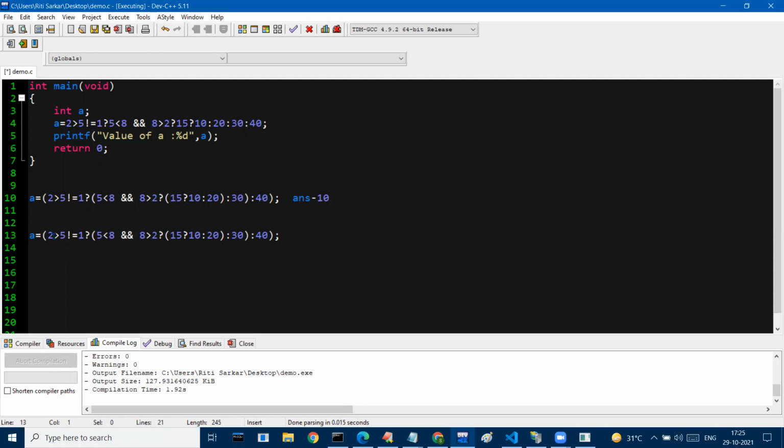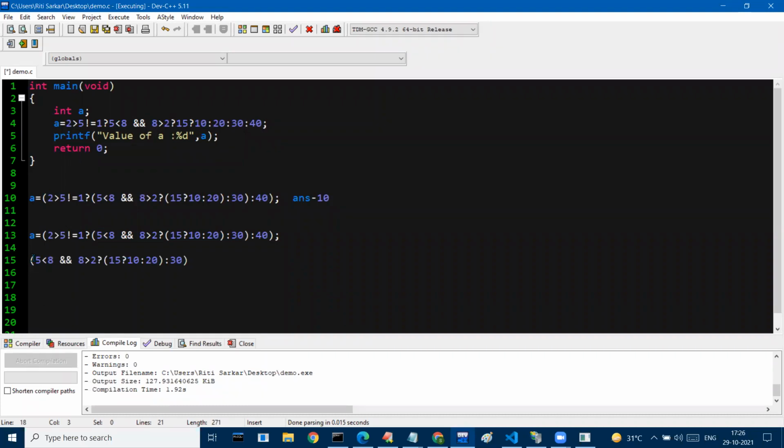First, 2 greater than 5 not equal to 1. Which part will work first? Greater than has high precedence. So 2 greater than 5 is false, that is 0. 0 not equal to 1, that is true. Once that is true, which part will execute? This part will execute. So I will concentrate on this part.